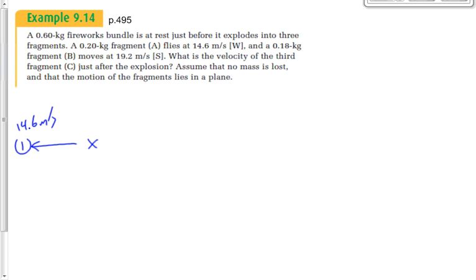And it's got a mass of 0.20 kilograms. We've got another piece, piece B, or piece 2, as I'm going to call it, 19.2 meters per second to the south. And we've got another piece, its mass is 0.18 kilograms. We've got another piece, piece C, or I'm going to call it piece 3, that's going to go somewhere. We want to know where.